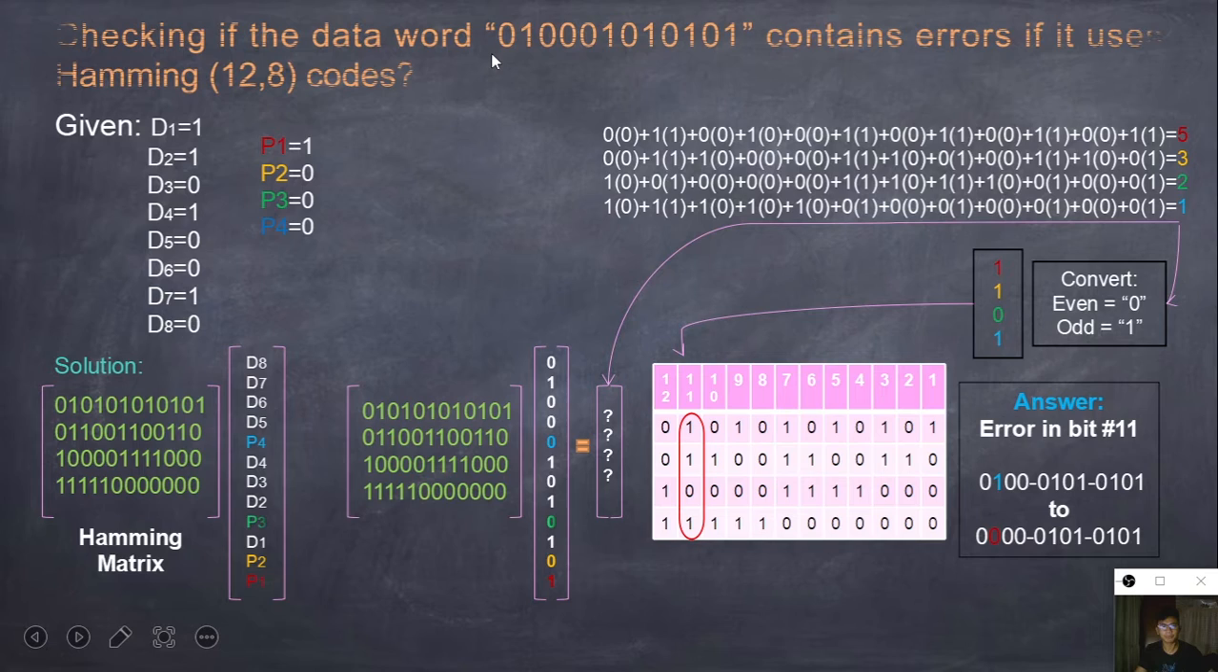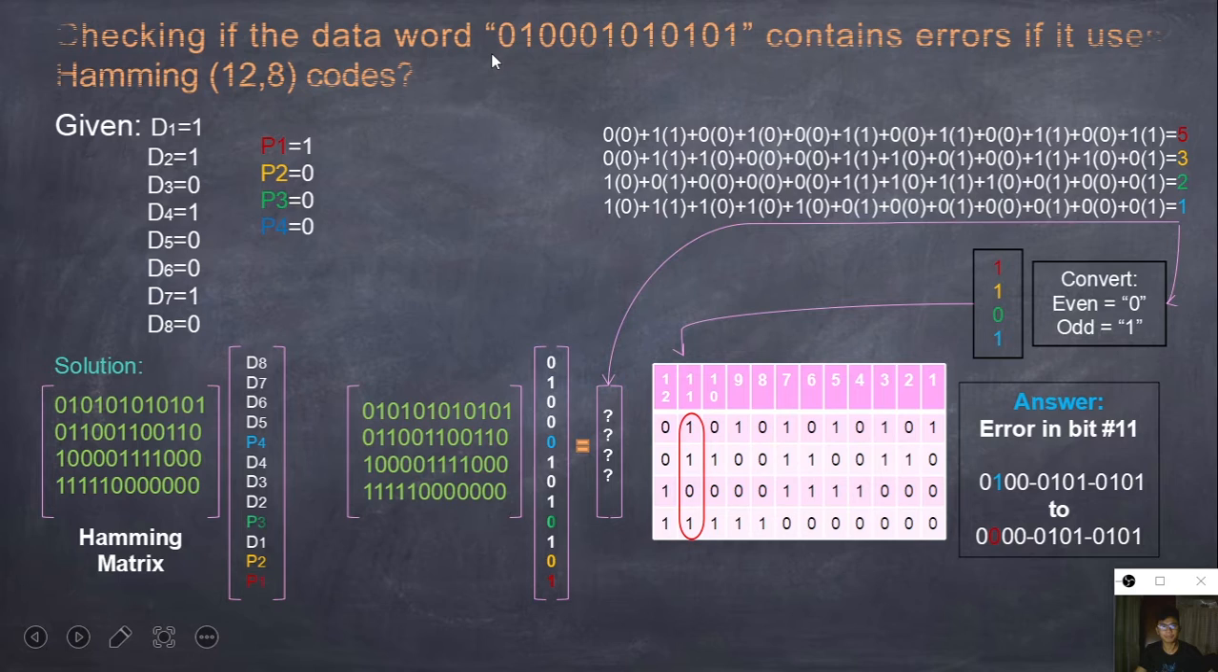Here's the calculation for example number 1. Checking if the data word 0100 0101 0101 contains an error if it uses Hamming 12-8 code. Here is the given for code receive number 1.